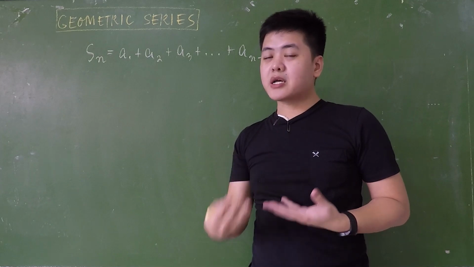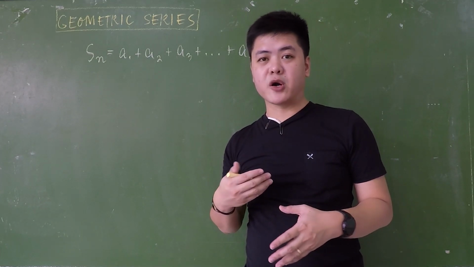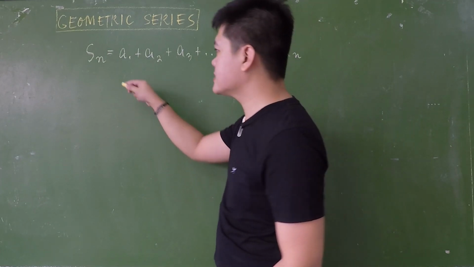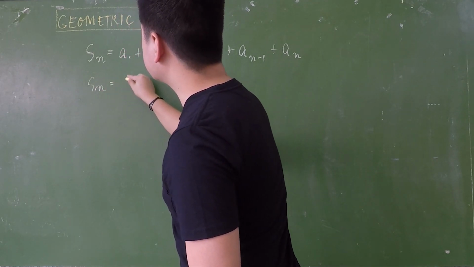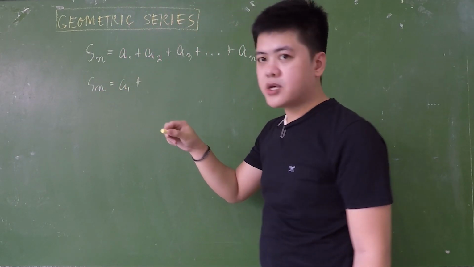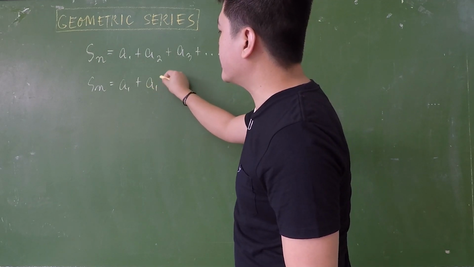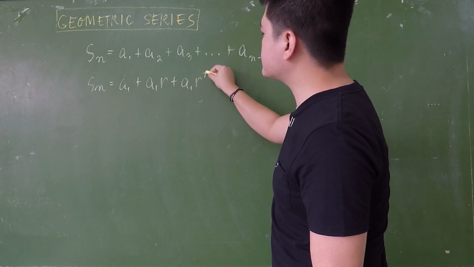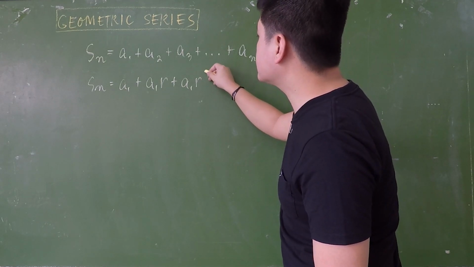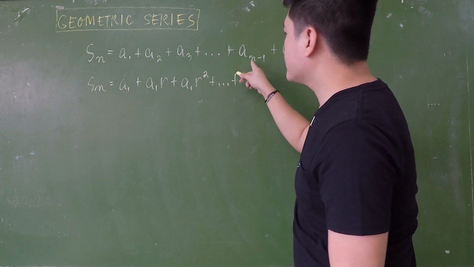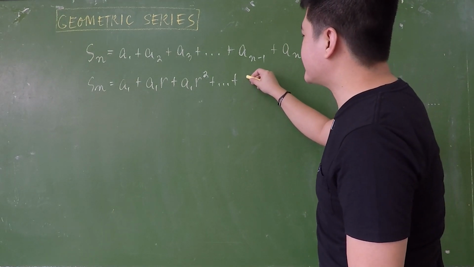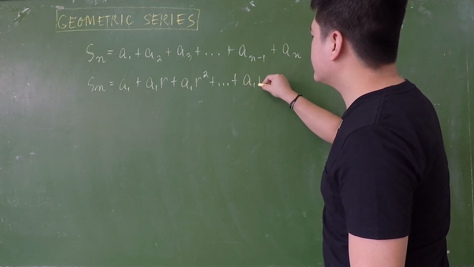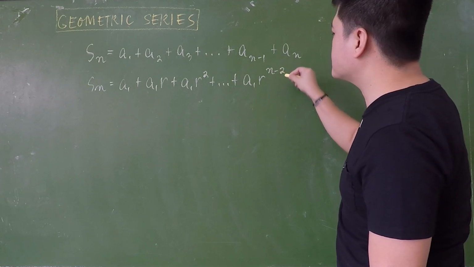Ngayon, yung mga terms, i-express natin in terms of common ratio r at saka a sub 1 lang. So therefore, S sub n is equal to a sub 1 plus, your a sub 2 is a sub 1 times r plus a sub 3 is a sub 1 r raised to 2 plus your a sub n minus 1 is a sub 1 r raised to n minus 2.